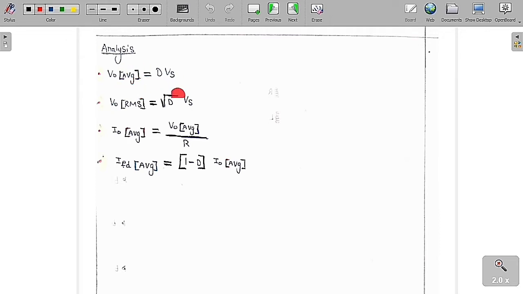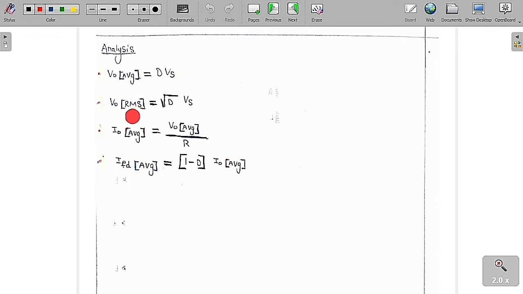For this RL load, I want to do the analysis. As you can clearly see, the average value of the output voltage is equal to Vs into T on by T, which is equal to Vs into D. So for a step down chopper, the average value of the output voltage is equal to D into Vs. I have already told you D lies from 0 to 1, so V0 average also lies from 0 to Vs.